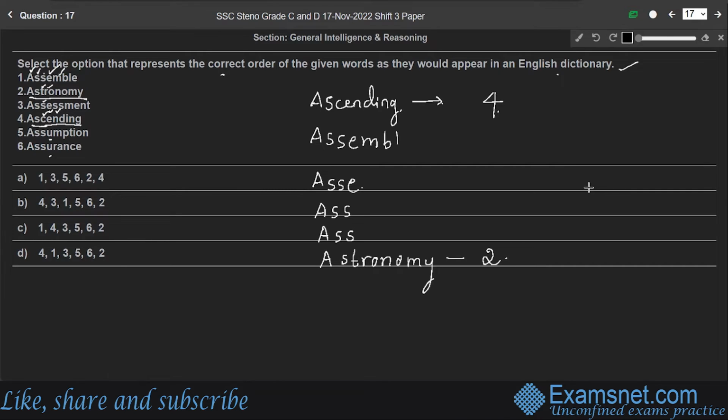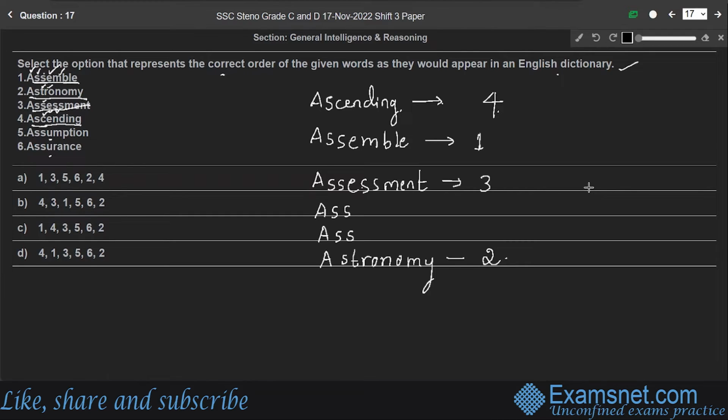Therefore, assemble is the second word in the dictionary, which is given as the first word in the question. Next comes assessment, which is the third word in the question. So assemble and assessment are done.